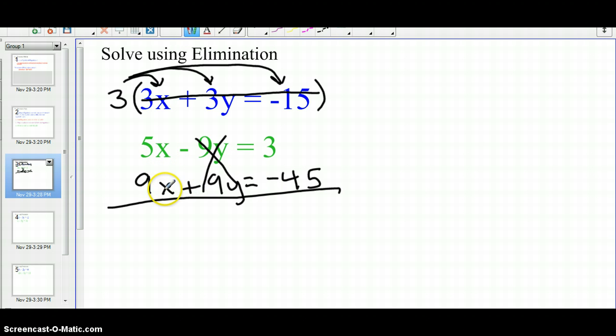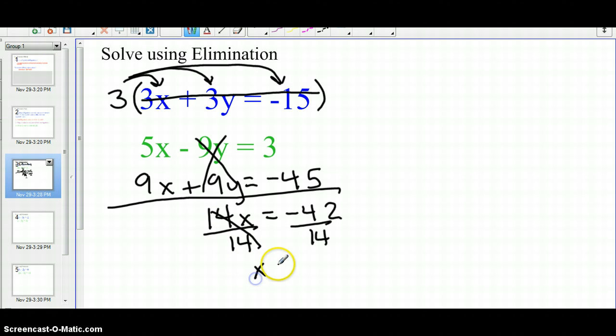So now I combine my x's up and down. 9 plus 5 is 14x. That's going to equal 3 minus 45, which is negative 42. At this point, it's a one-step equation where I have to get the x all by itself, so I'm going to divide by 14. Those 14s are gone because they simplify down to 1, so x equals negative 42 divided by 14, which is negative 3. I have my x variable now.